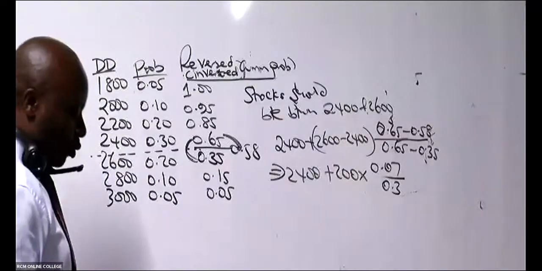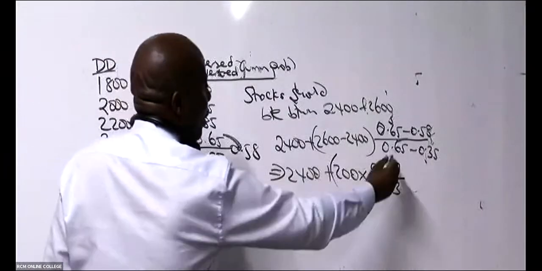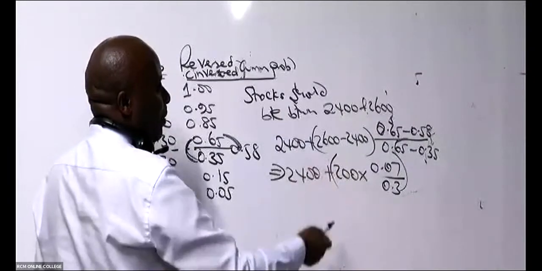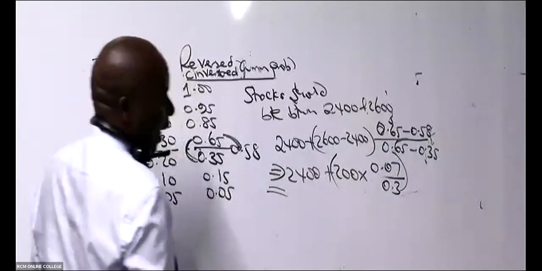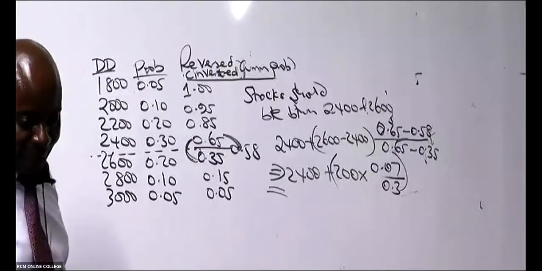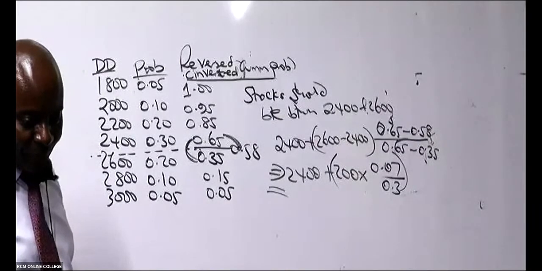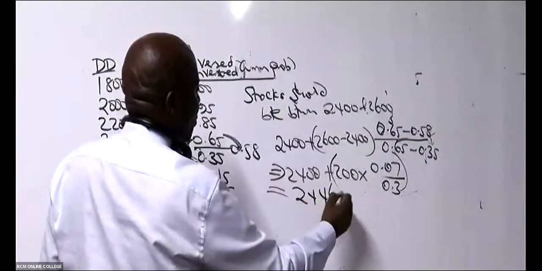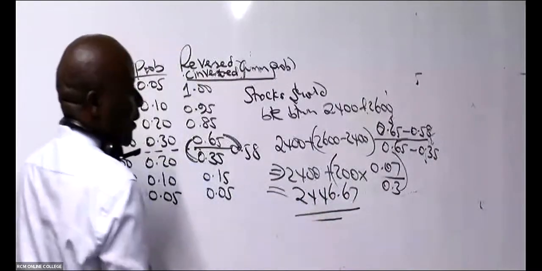So are you able to first of all multiply? Or if you have a good calculator, you say 2400 plus 200 times that divided by that, and you'll be able to give us an answer. 2446.67, isn't it?